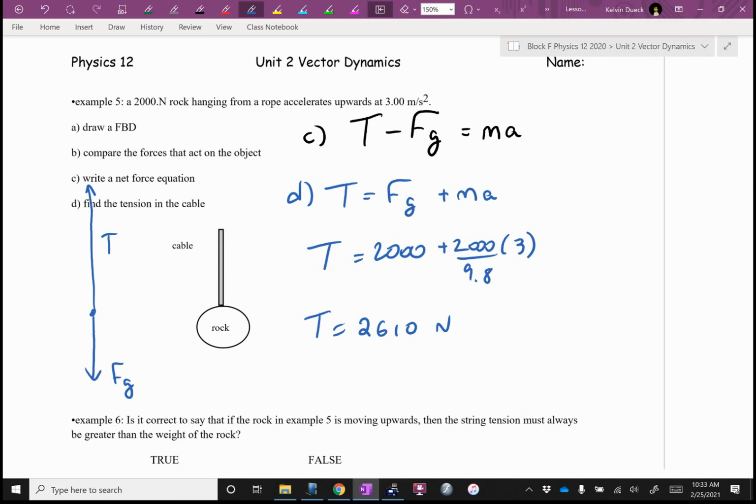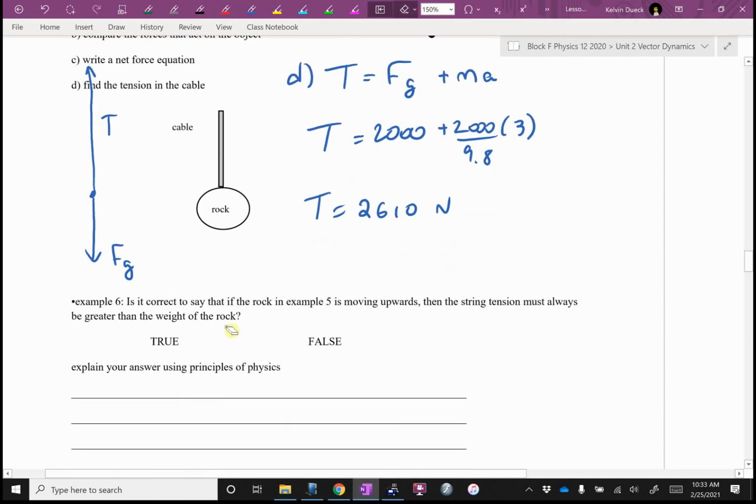Hey, Alec, we get to vote again. So, example 6. Is it correct to say that if the rock in example 5 is moving upwards, tension must always be bigger than gravity? True or false? So we got an answer for tension of 2,610. Gravity is 2,000, the weight. Is it correct to say that if the rock is moving upwards, tension must always be bigger than the weight?